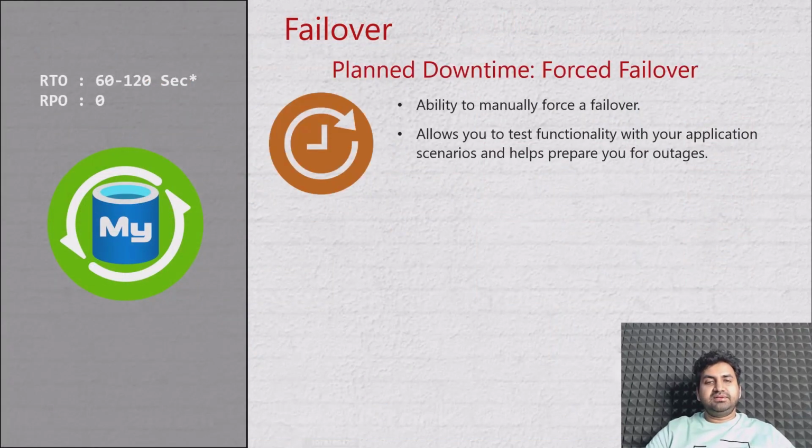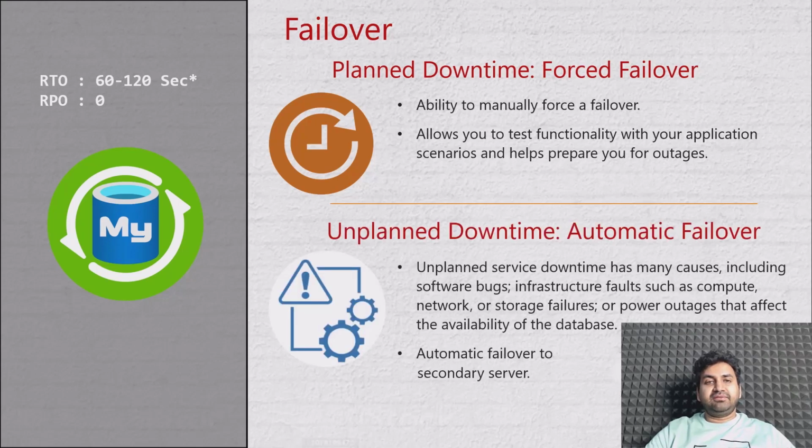It is very important to understand when failover happens and how it happens in the background. So we have seen the architecture of flexible server for both zone redundant and same zone HA. I wanted to discuss more about failover, which is an important aspect of any production system. In general, there are two types of failover which can happen in Azure Database for MySQL Server: forced failover, which is a planned downtime, or automatic failover, which is an unplanned downtime.